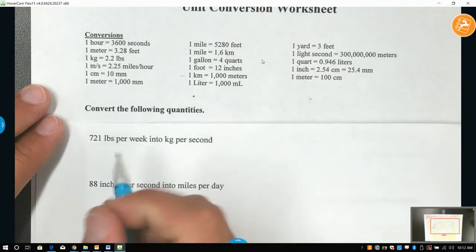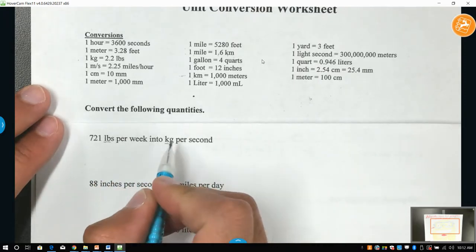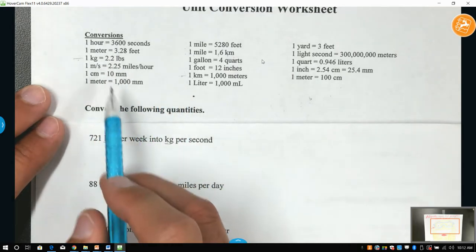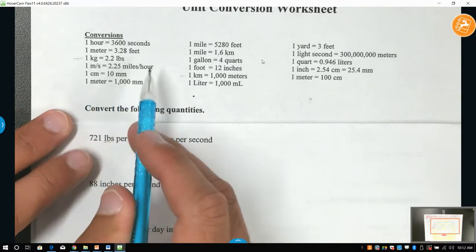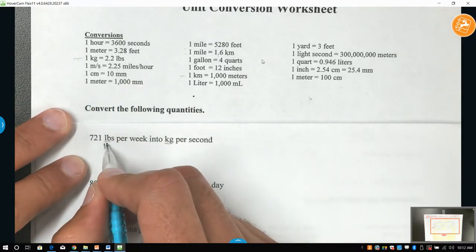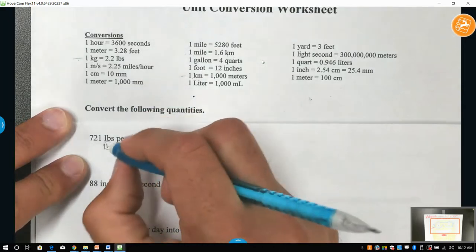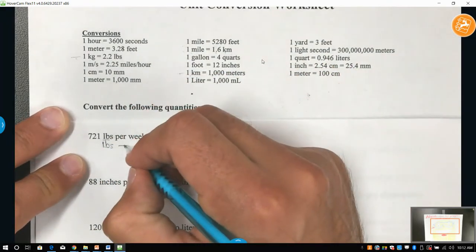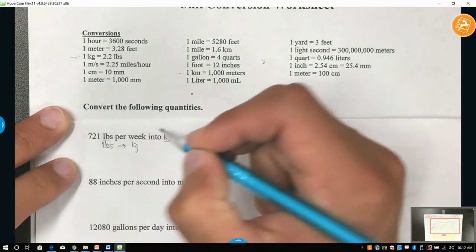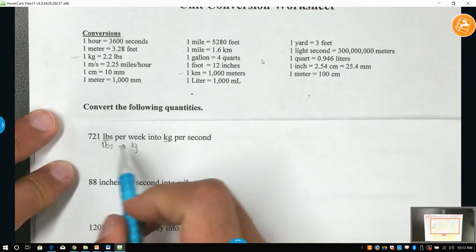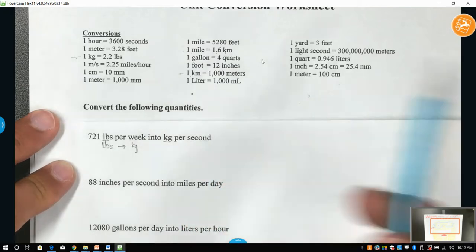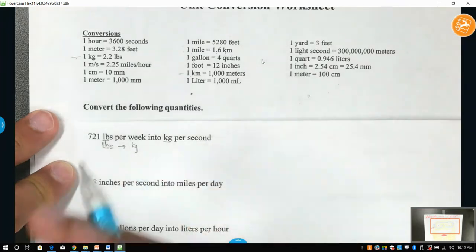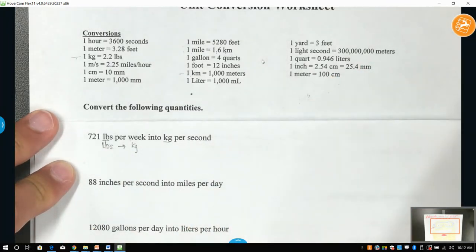So on the top, I need to go from pounds to kilograms. Do I have anything on here that does that? Yes, right here, 1 and 2. So we're going to go from pounds to kilograms on the top, and then on the bottom, we're going to go from week to second. But there is no one conversion, and some of them aren't listed here, but these ones we should know, right?